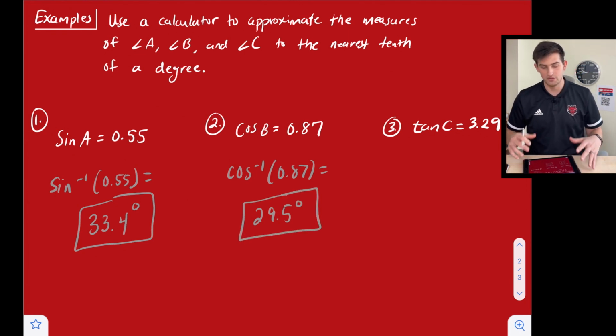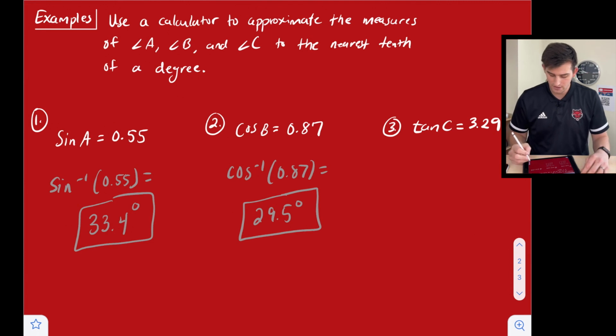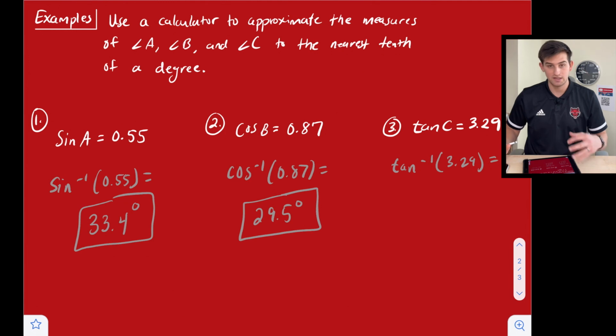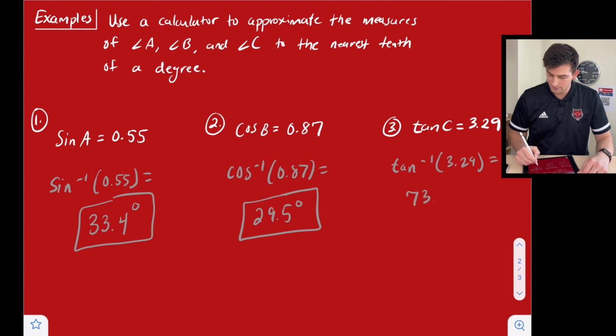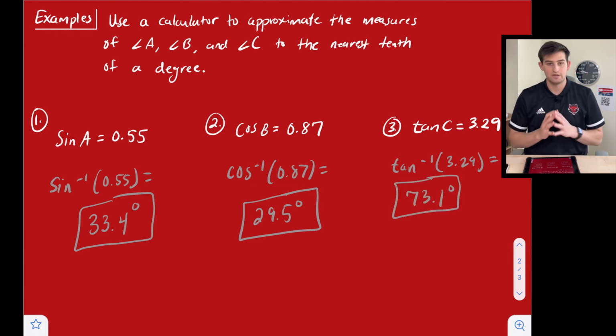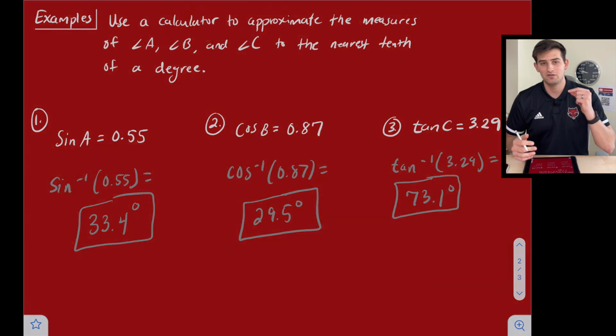Okay, and the last one we're going to do, tangent of C is equal to 3.29. So in my calculator, we're going to do inverse tangent and type in 3.29. So second tangent to get inverse tangent, 3.29, and we hit enter, and this gives me 73.1 degrees. Okay, so that's how you use the inverse trig ratios. And remember, inverse trig ratios are going to give me the angle measure.